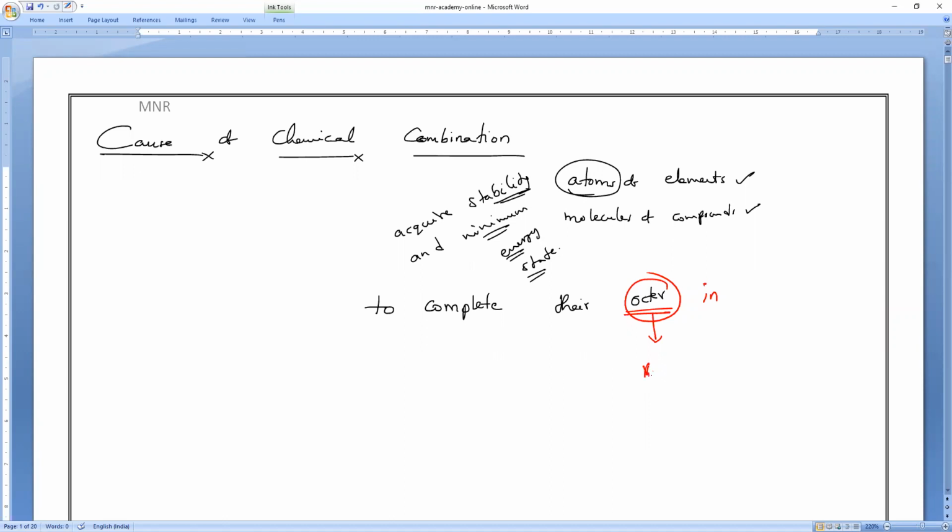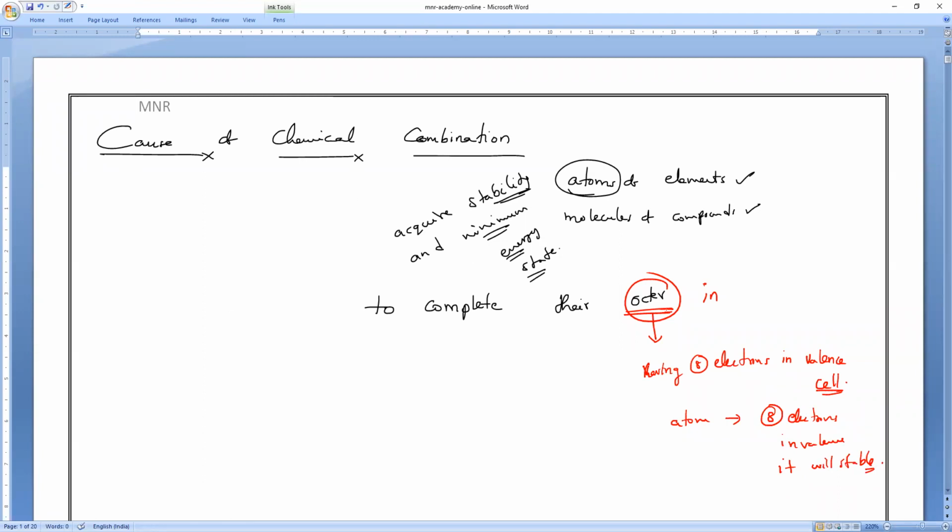Having 8 electrons in the valence shell. That is what we call the octet rule. Remember, if any atom contains 8 electrons in its valence shell, it will acquire stability. It will become stable in nature, meaning unreactive.